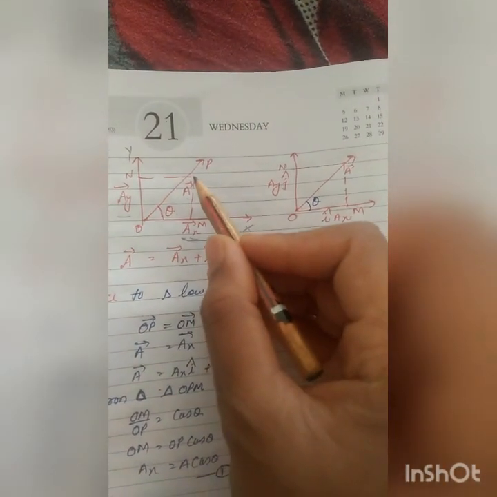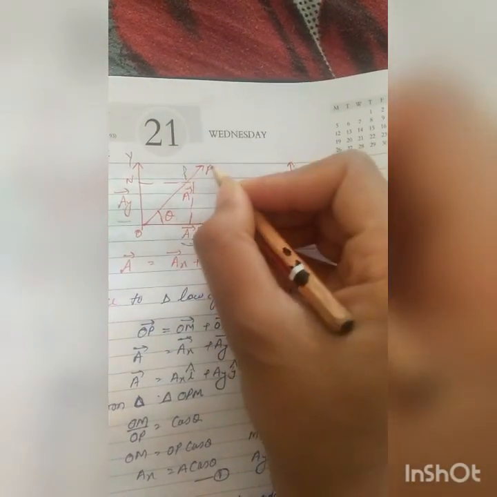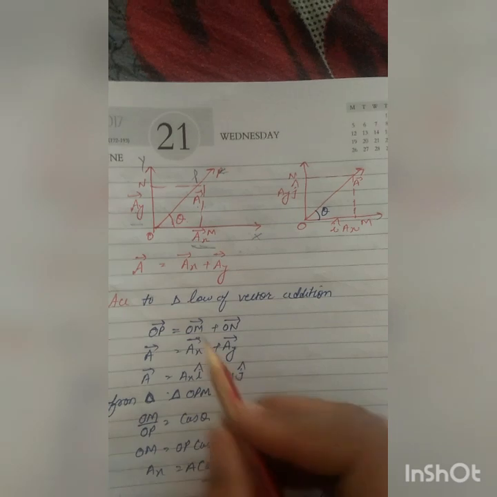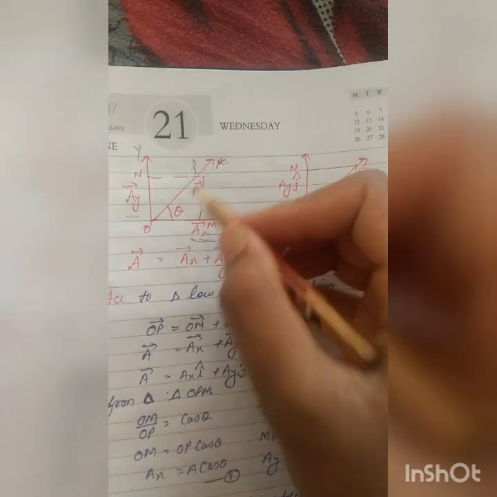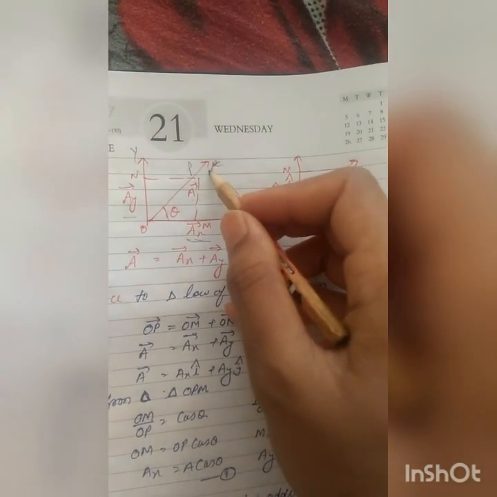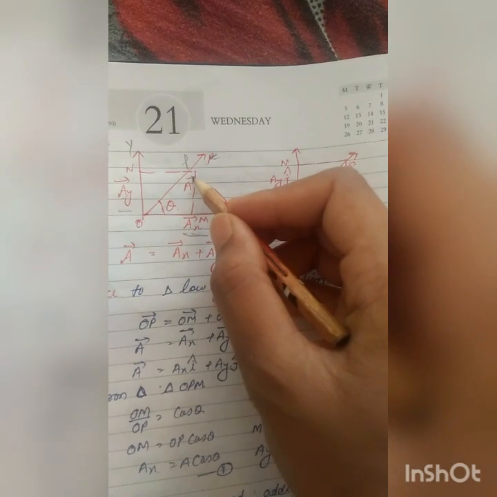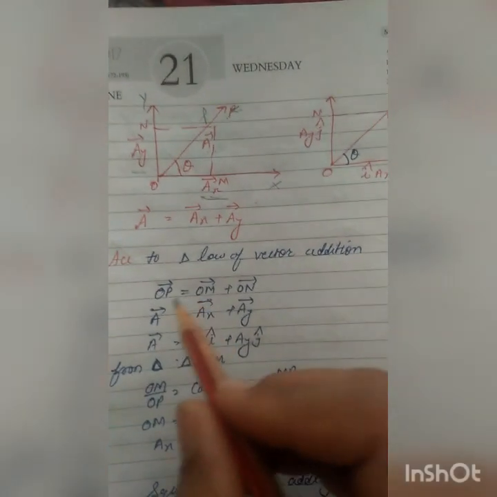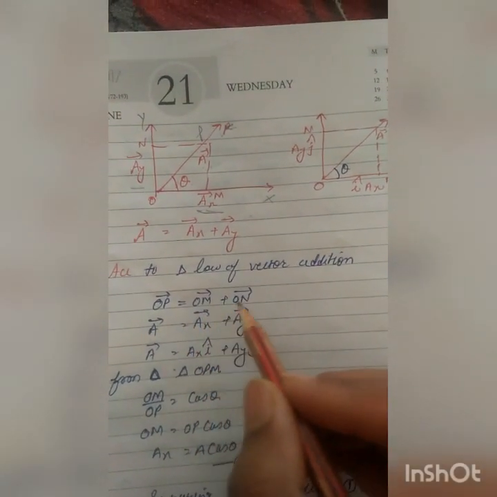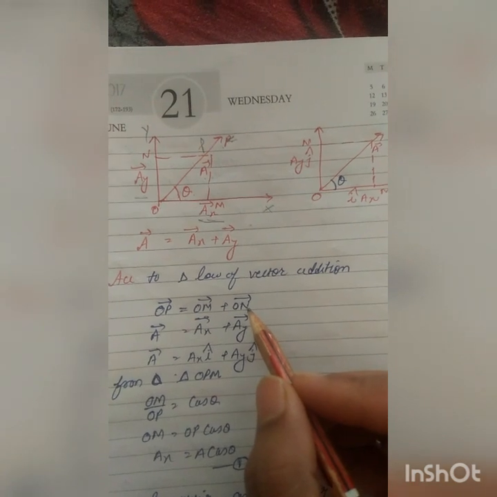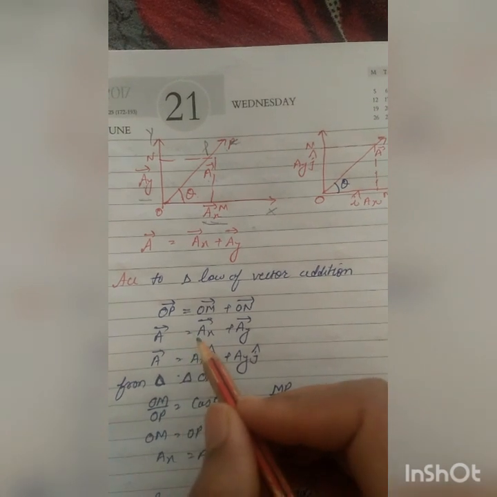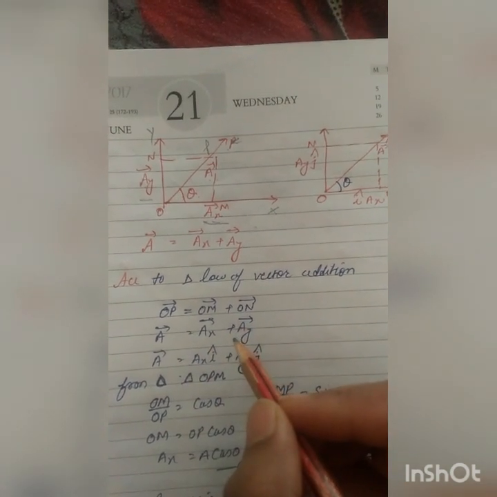So draw a perpendicular from point P to M and from point P to N. According to the triangle law of vector addition, OP vector is equal to OM plus MP, or OP vector is equal to ON plus PN vector. So we write OP vector is equal to OM vector plus ON vector, right? A vector is OP, OM is Ax, ON is Ay. These are the components of the vector.